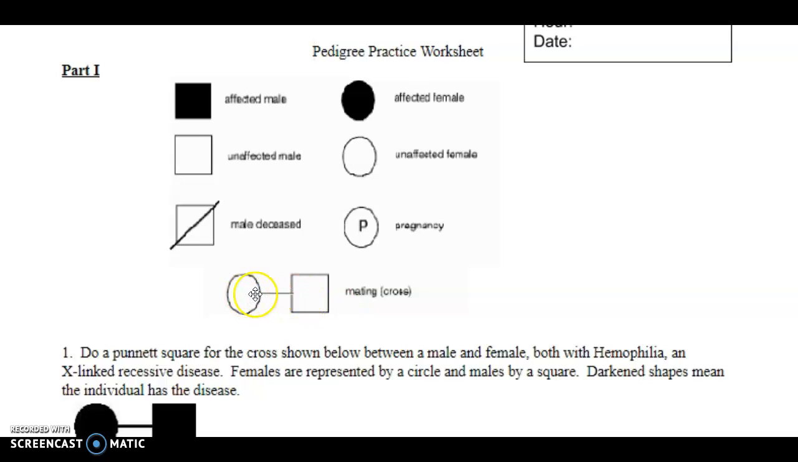Mated across, that means that they are mated or married if we're talking about people. They're connected with that horizontal line.